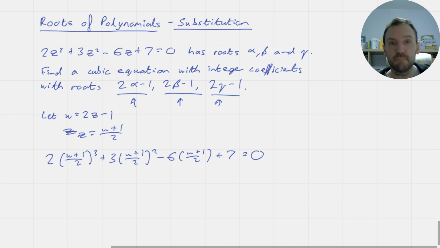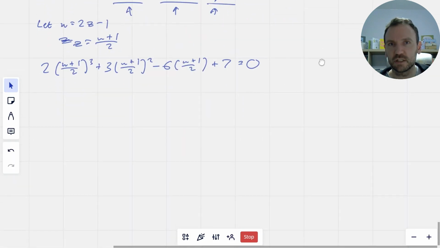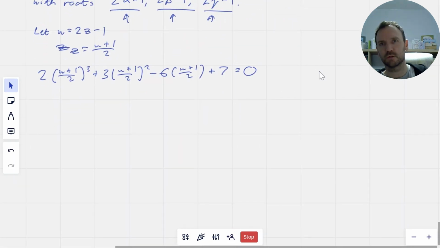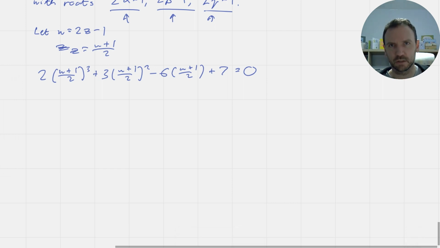At this stage, it might be tempting to expand straight away. I would recommend you hold off because we've got a lot of fractions to work with. Let's deal with those fractions first before we have a lot of algebra going around everywhere else. If we deal with the first fraction as 2 separate parts, we can have w plus 1 all cubed over 2 cubed, or w plus 1 cubed over 8, and then we're multiplying by 2. So this first bit is just going to become w plus 1 cubed over 4.